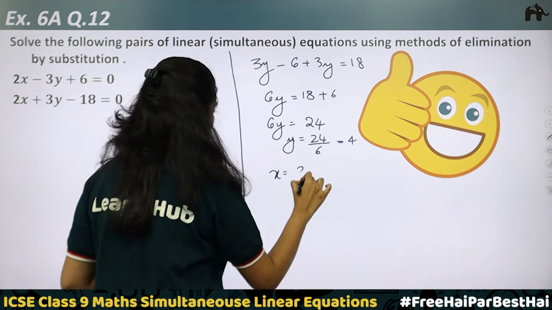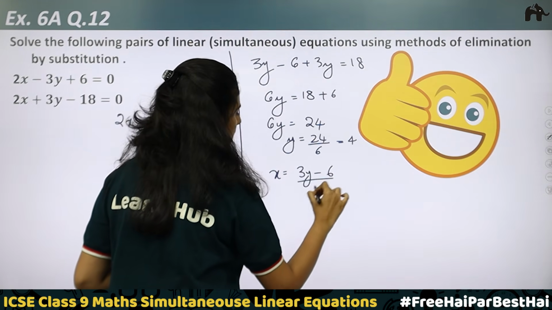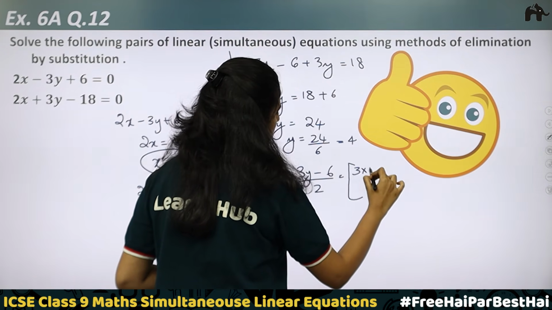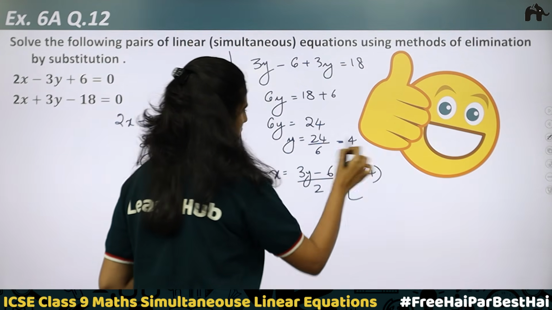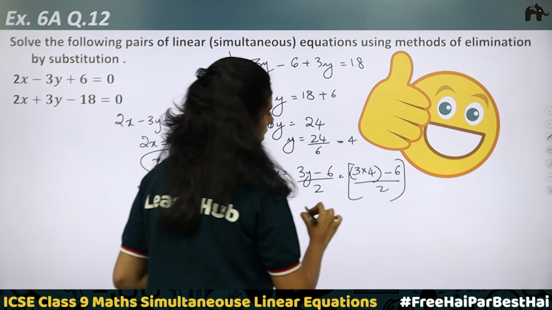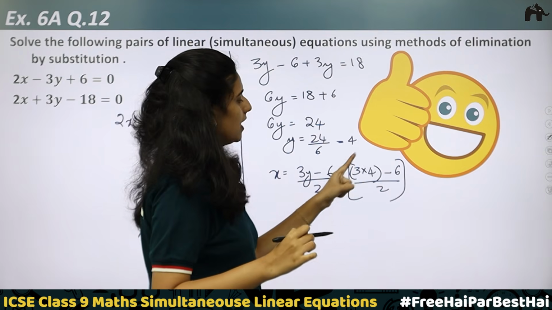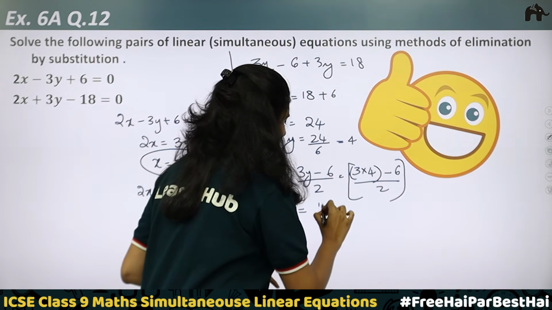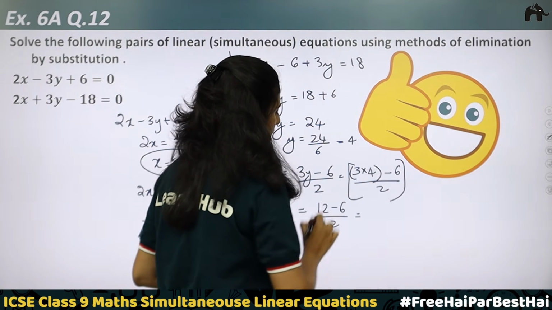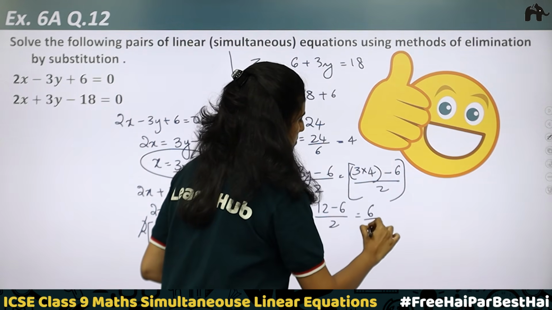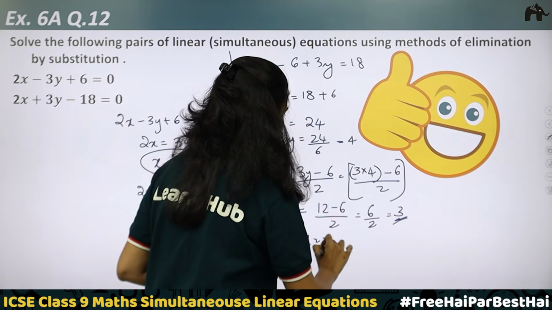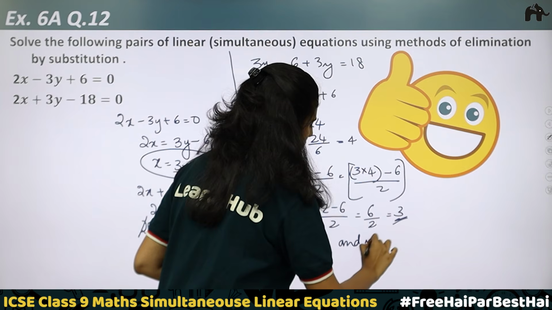X is equal to (3y minus 6) divided by 2, which is (3 into 4 minus 6) divided by 2, which is (12 minus 6) divided by 2. 12 minus 6 is 6, 6 by 2, which is equal to 3. So, x value is equal to 3 and y value is equal to 4.